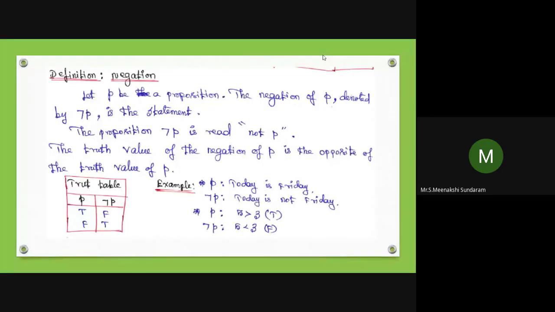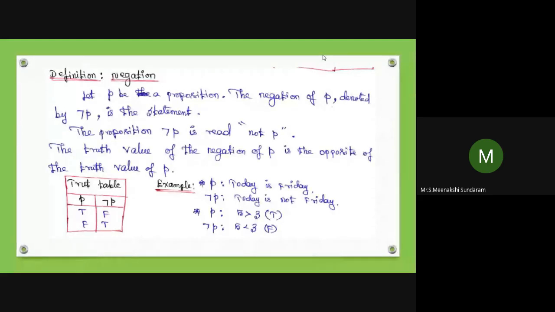Step by step, first the not gate. The input is suppose the proposition P and Q. Definition of negation: let P be a proposition. The negation of P, denoted by negation P, is the statement read as not P. The truth value of the negation of P is the opposite of the truth value of P. If P is true, negation P is false. If P is false, negation P is true.